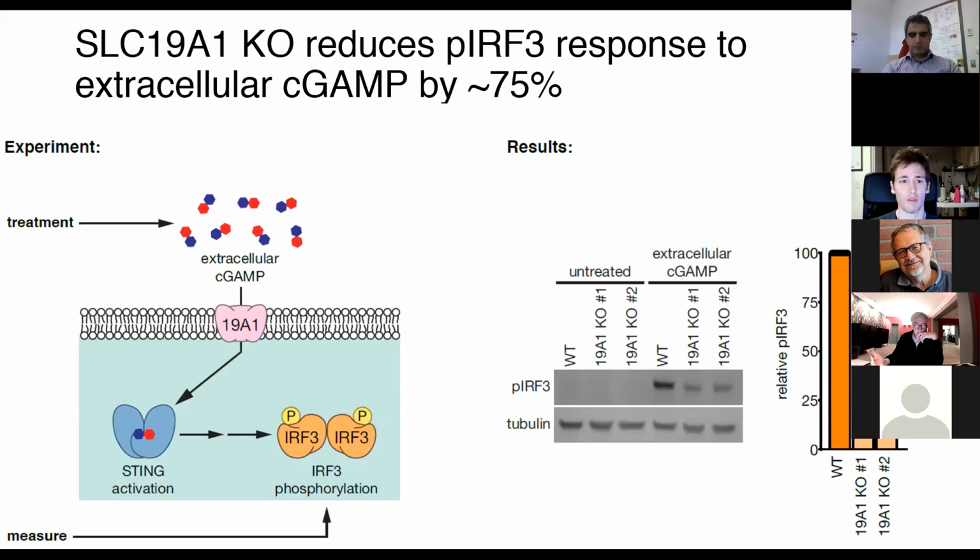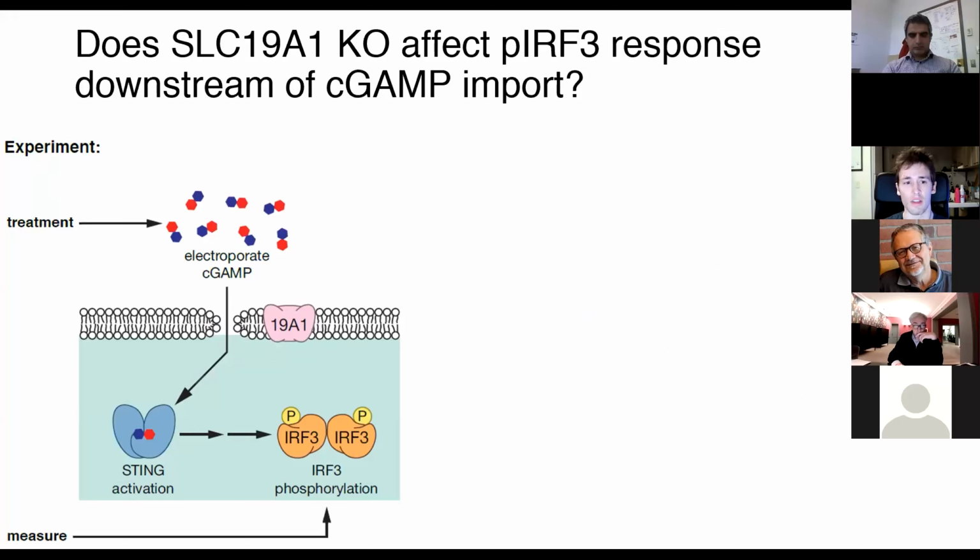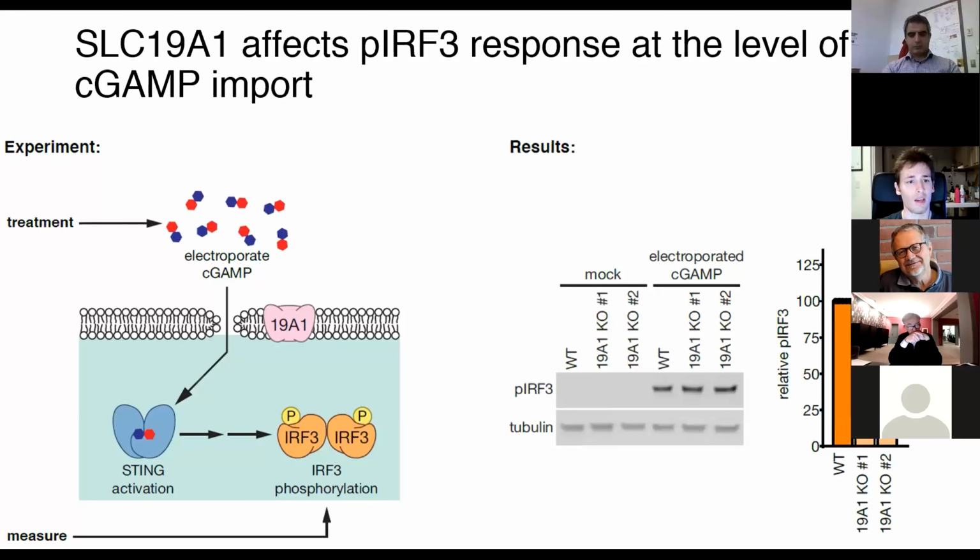However, this doesn't necessarily mean that SLC19A1 is a cGAMP importer, because it could be affecting some process of this IRF3 phosphorylation downstream of cGAMP import. And so to really get at the question of whether or not SLC19A1 is involved with cGAMP signaling at the level of cGAMP import, we performed this experiment where we bypassed the need for import by just simply electroporating cGAMP into cells and then measuring IRF3 phosphorylation. And the idea is that if SLC19A1 is indeed an importer and only affecting signaling at the level of import, that knockout shouldn't have any effect when cGAMP is introduced into cells by electroporation. And what we saw was that when cGAMP is electroporated into cells, SLC19A1 knockout has no effect on cGAMP signaling, indicating that SLC19A1 is affecting extracellular cGAMP signaling at the level of cGAMP import, which is strong evidence for it being a cGAMP importer.